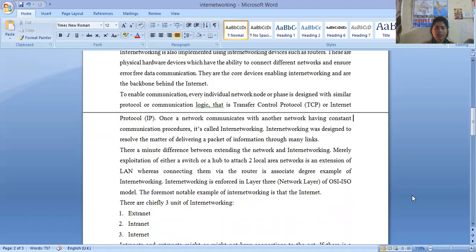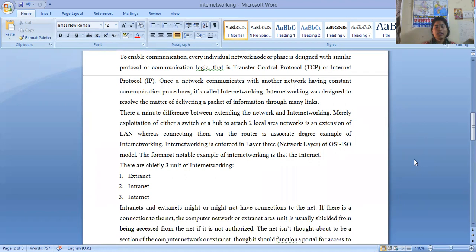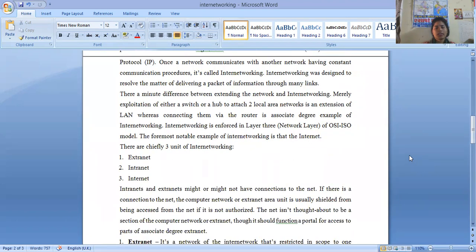Internetworking is enforced in layer 3 of the OSI model, which is the network layer. The foremost stable and notable example of internetworking is the internet. And if we talk about this, we can also say that there are three basic units of internetworking. One is the extranet, second is the intranet, and the third one is the internet.